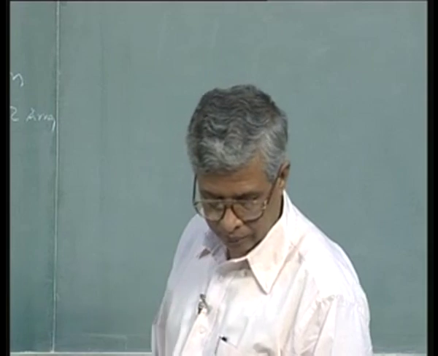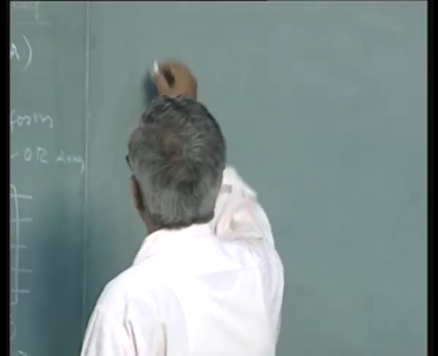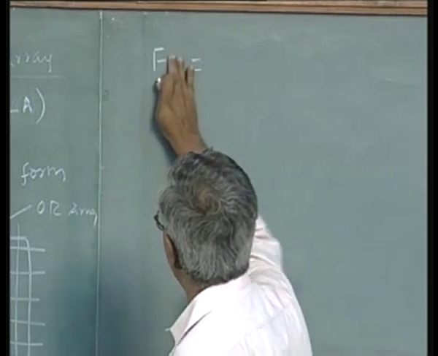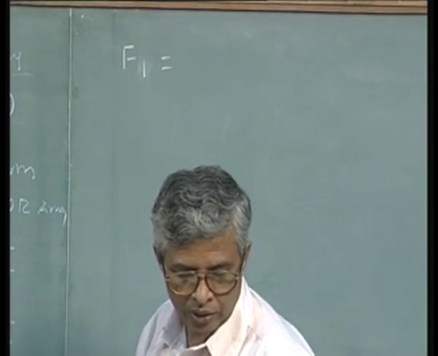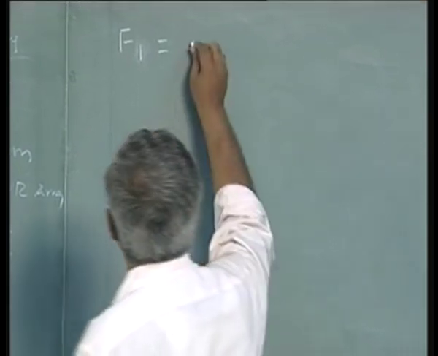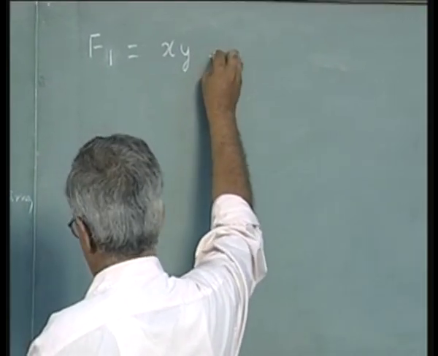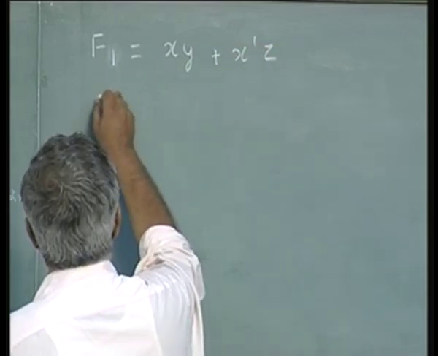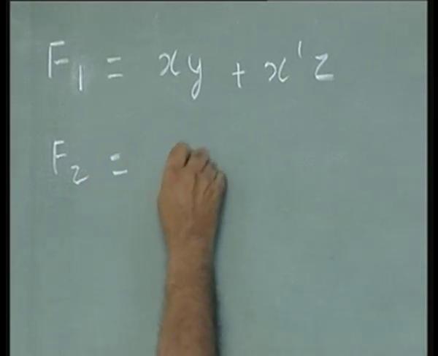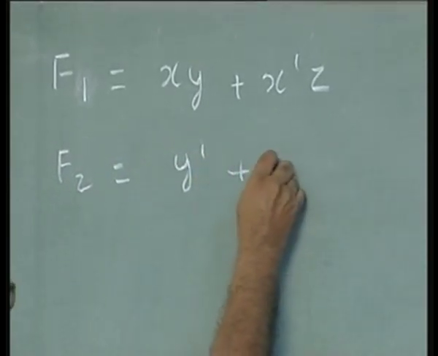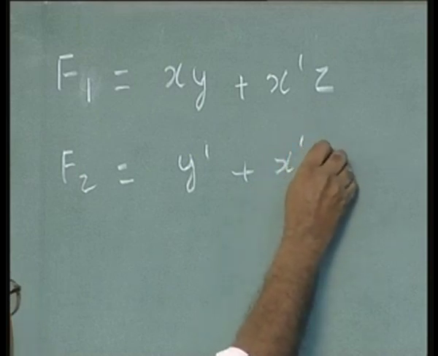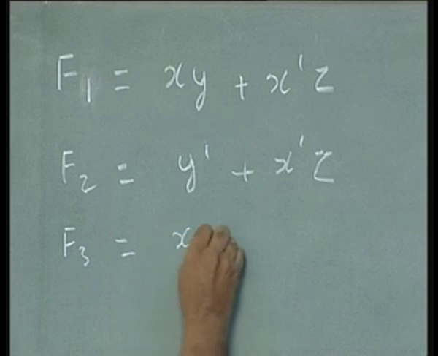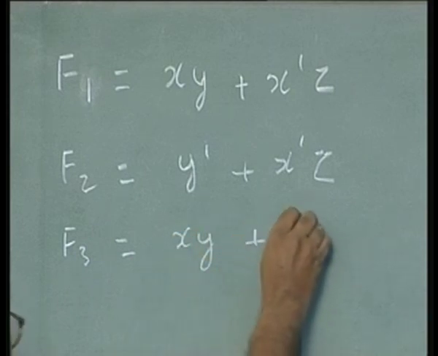So, I am going to take 3 functions, we will call them F1, F2, F3. F1 is xy, x bar z. F2 is y prime, x bar z. F3 would be xy, y bar z.